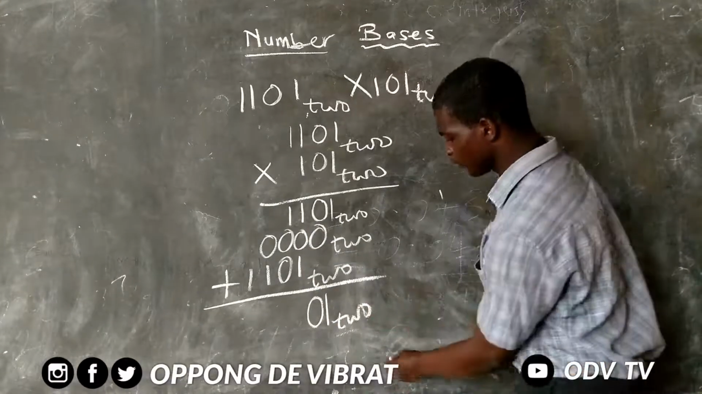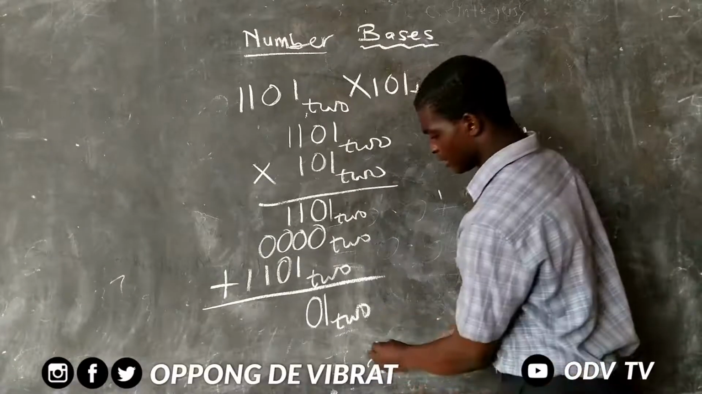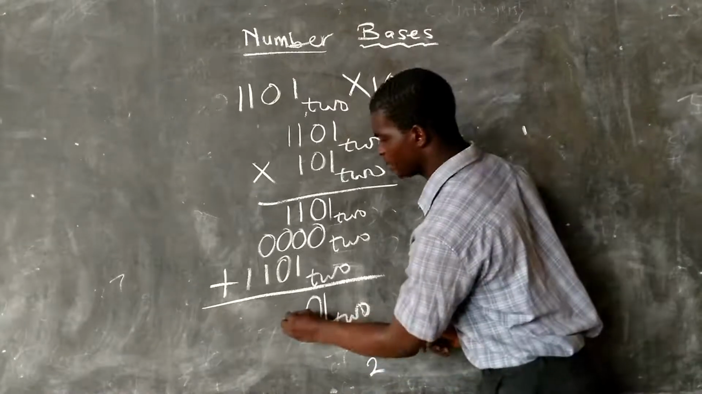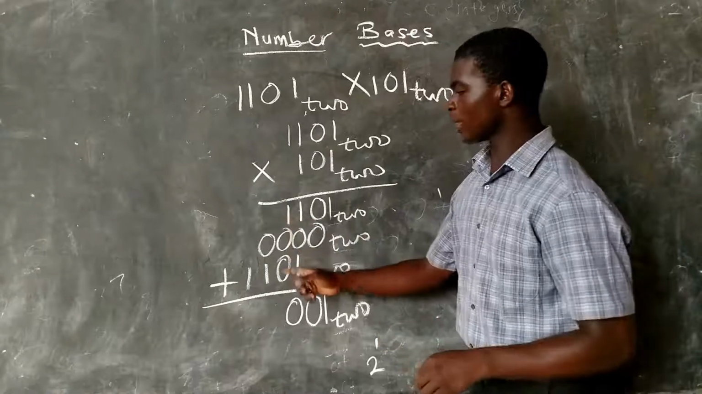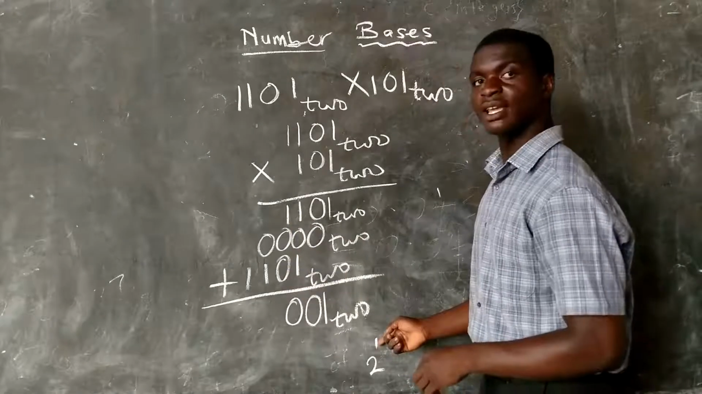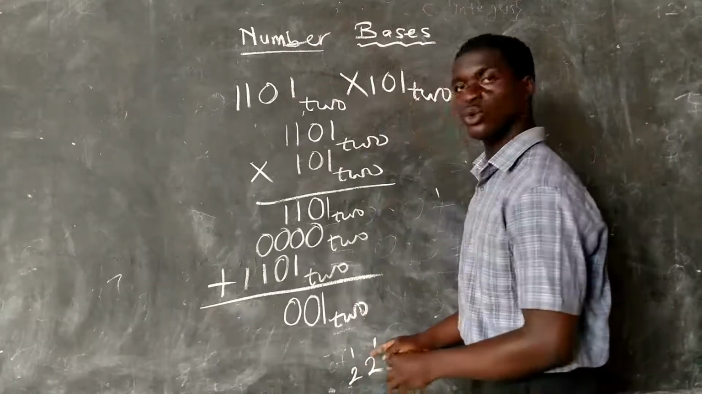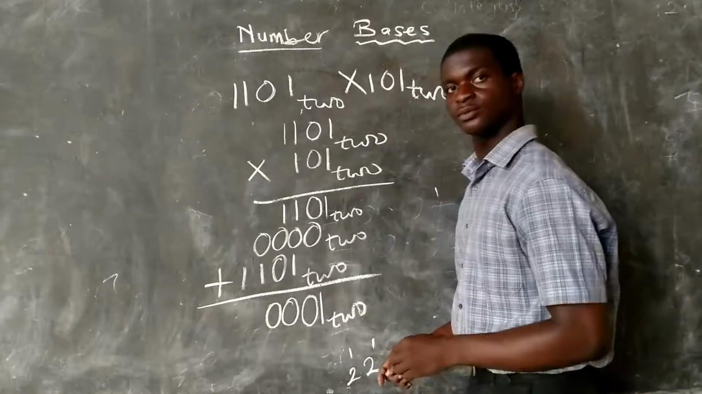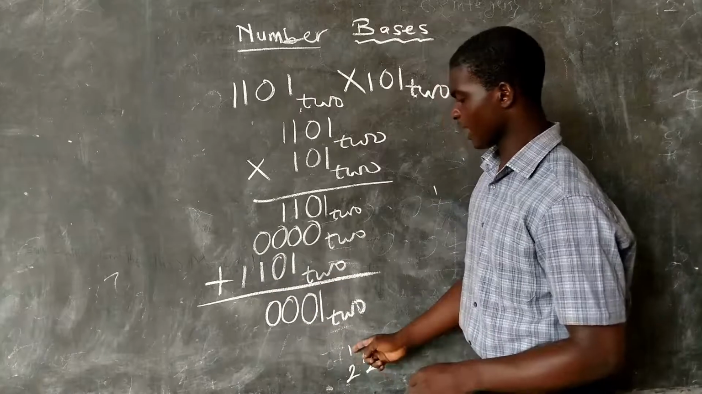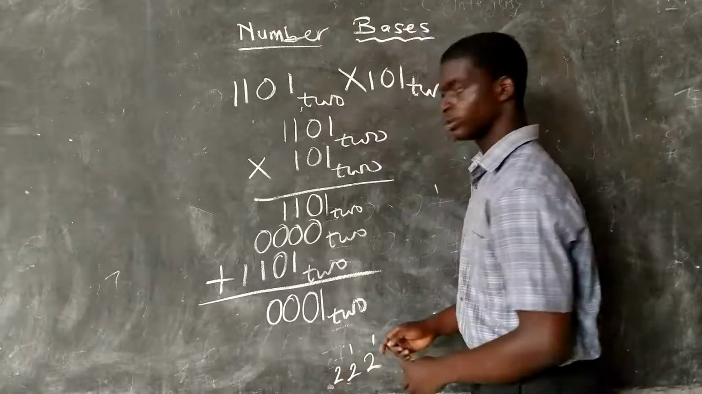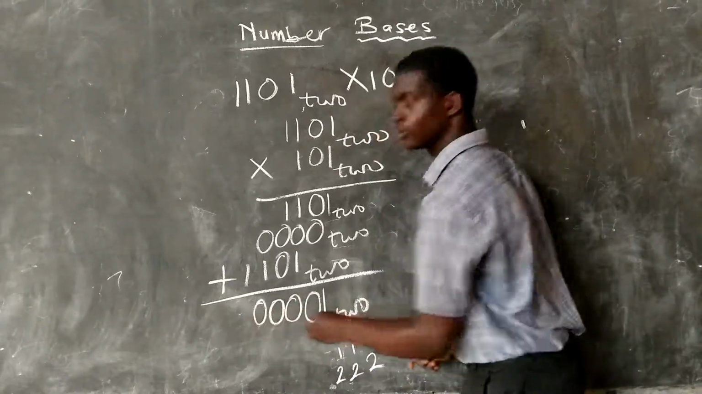Looking at the 2, 2 goes into 2, 1, giving you a remainder of 0. 1 plus 0 gives you 1, plus the 1 over here gives you 2. 2 goes into 2, 1, giving you a remainder of 0. 0 plus 1 gives you 1, plus the 1 over here gives you 2. 2 goes into it, 1, giving you a remainder of 0.